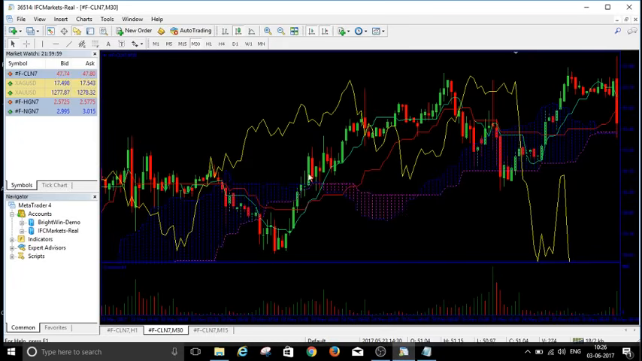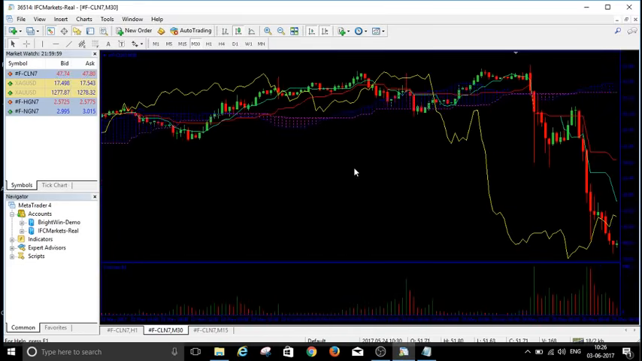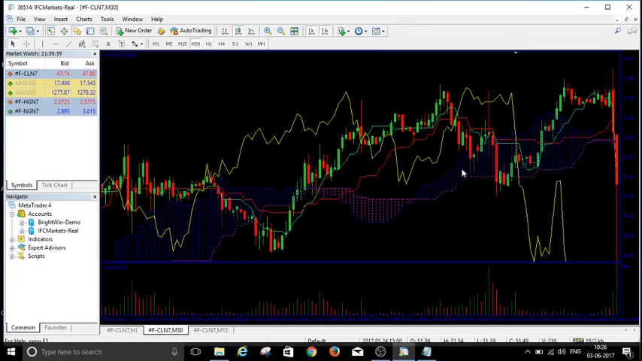See here, the cloud was very thin and broken easily and the market went up. But what happened here? This is a thick cloud. Price went below the cloud, but reversed from here again. So there are fewer chances of breaking a thick cloud. But when clouds are thin, there are certain chances that price will break the cloud.